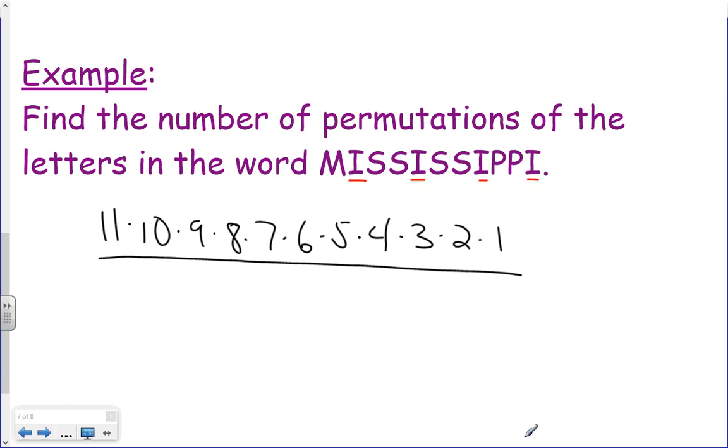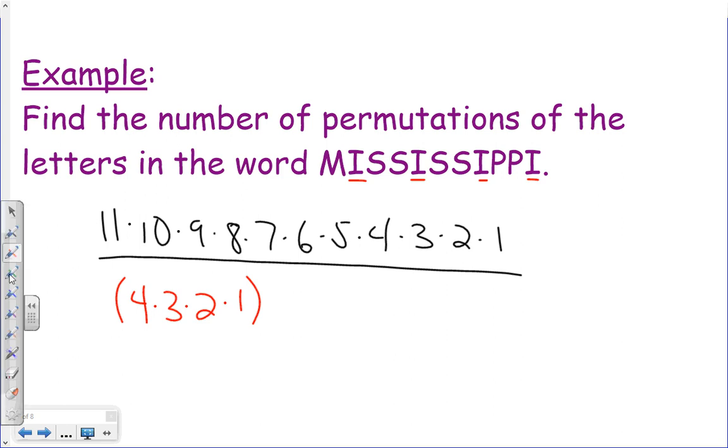So the permutations of those 4 I's, I could pick any one of the 4 I's first for the first arrangement. And then there are 3 left for the next one, 2 left for the next one, and 1 for the last one. The permutations of those 4 I's is 4 times 3 times 2 times 1. There's 4 choices for the first I that I could pick, 3 for the next one, 2 for the third one, and finally 1 for the last one.